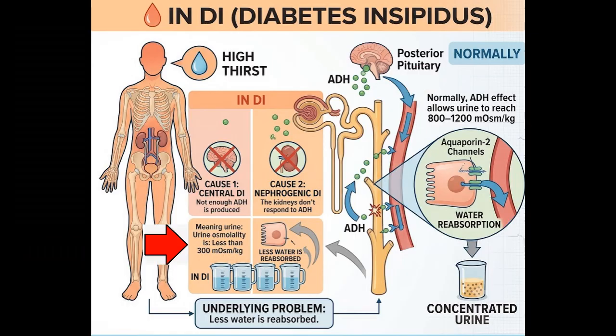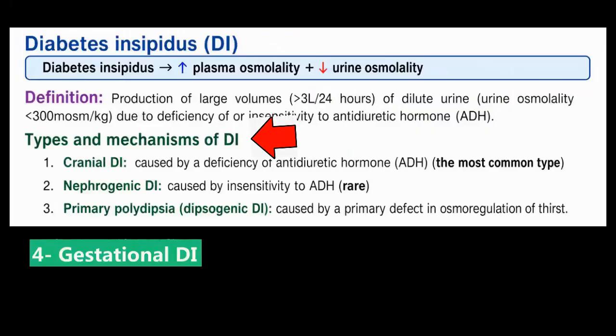Dilute urine. Urine osmolality is less than 300 mosm per kilogram, meaning the kidneys fail to concentrate urine. Normally, urine can reach 800 to 1200 mosm per kilogram under the effect of ADH. Cause. The underlying problem is either not enough ADH is produced, or the kidneys don't respond to ADH. Either way, less water is reabsorbed. Types and mechanisms of diabetes insipidus. The slide lists 4 types.